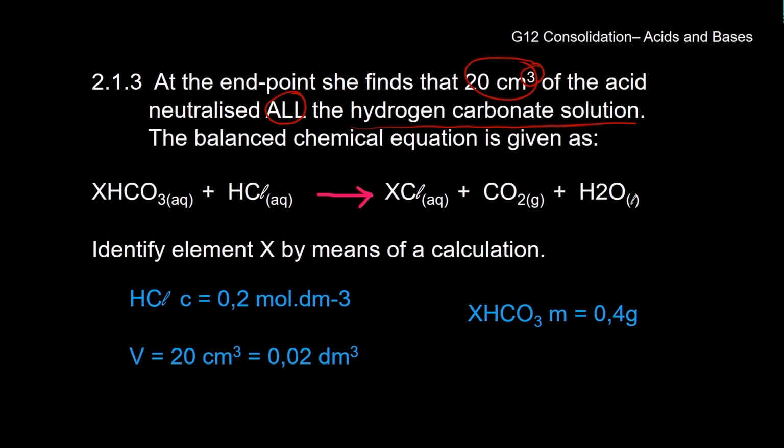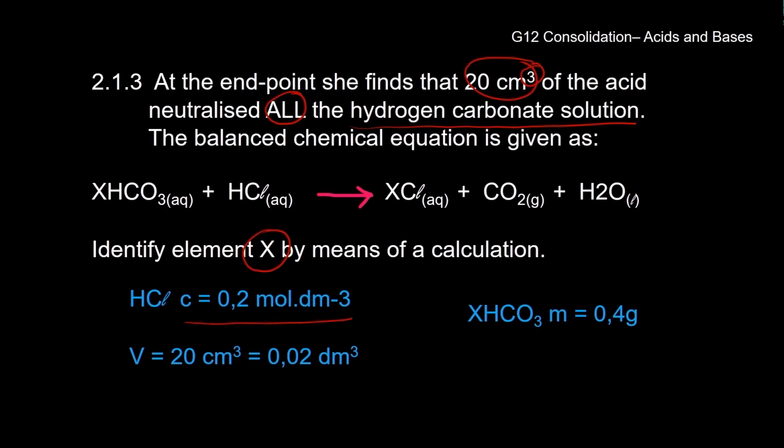There's a balanced equation given to you, and we have to identify the element X here. Now, the only way we can identify the element X is by finding out its relative atomic mass. That's the only way we can do that. So our end goal is to find the mass.